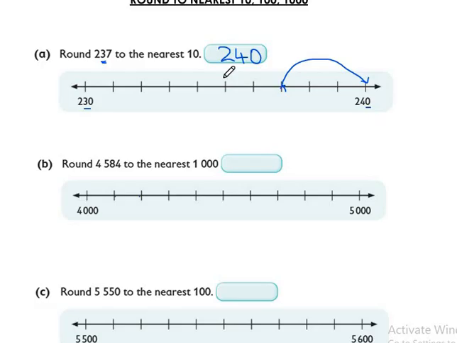Just check the number in the ones place. If it is 5 or more than 5, you have to round it up to the nearest 10.